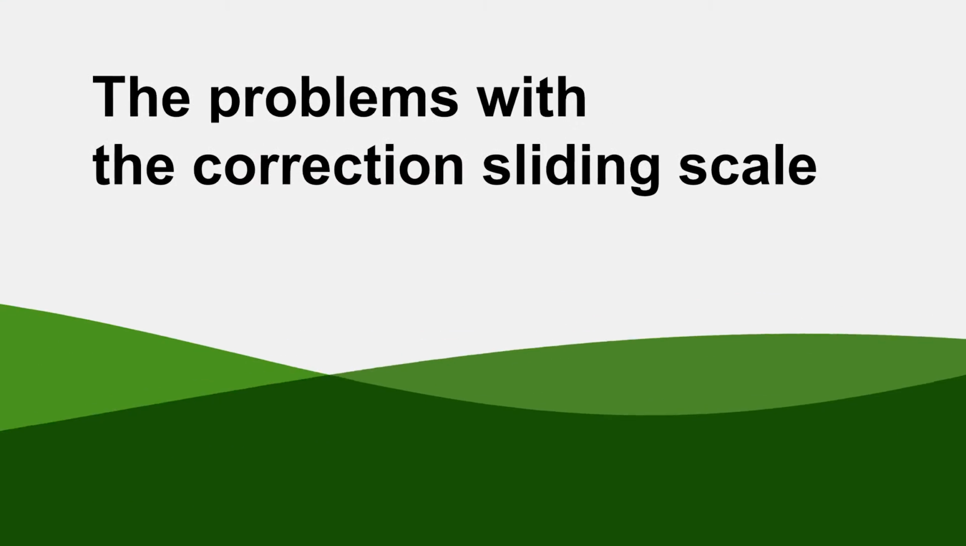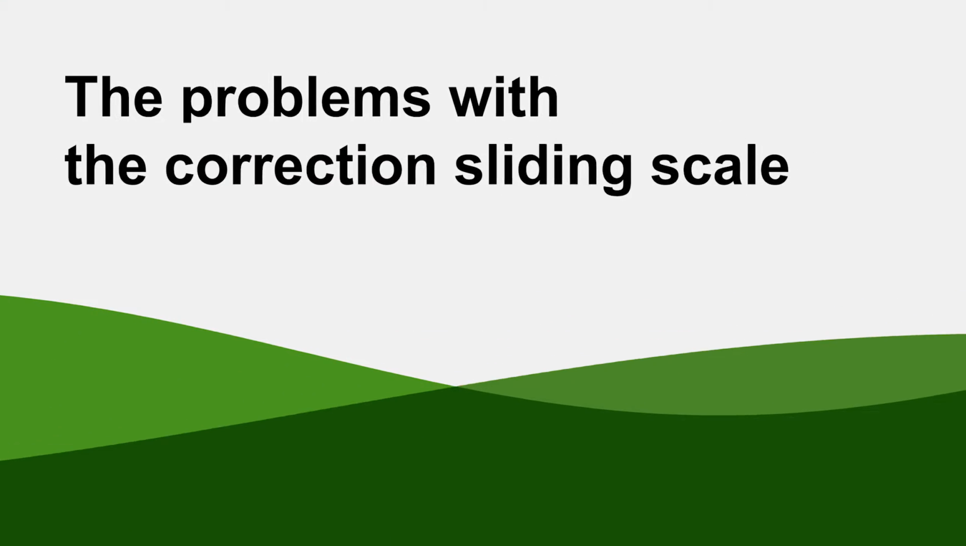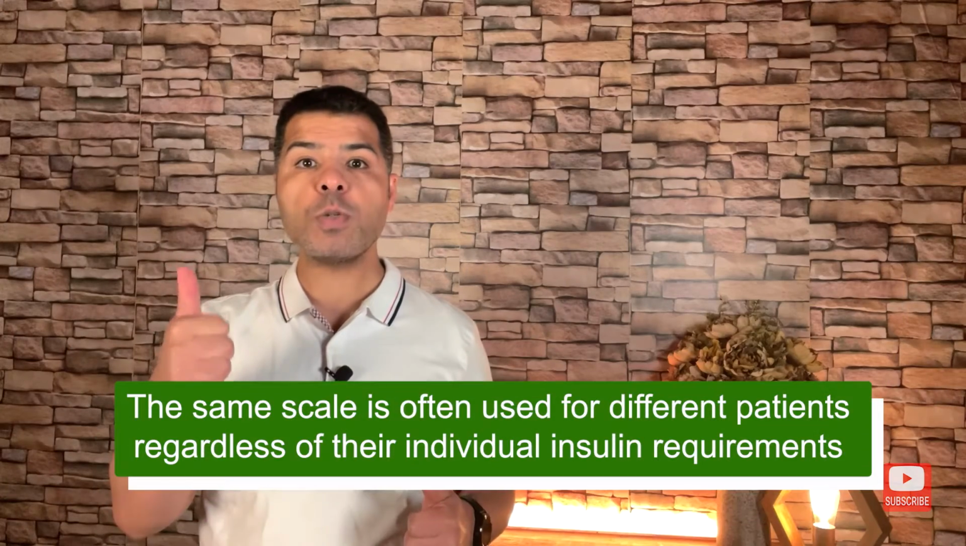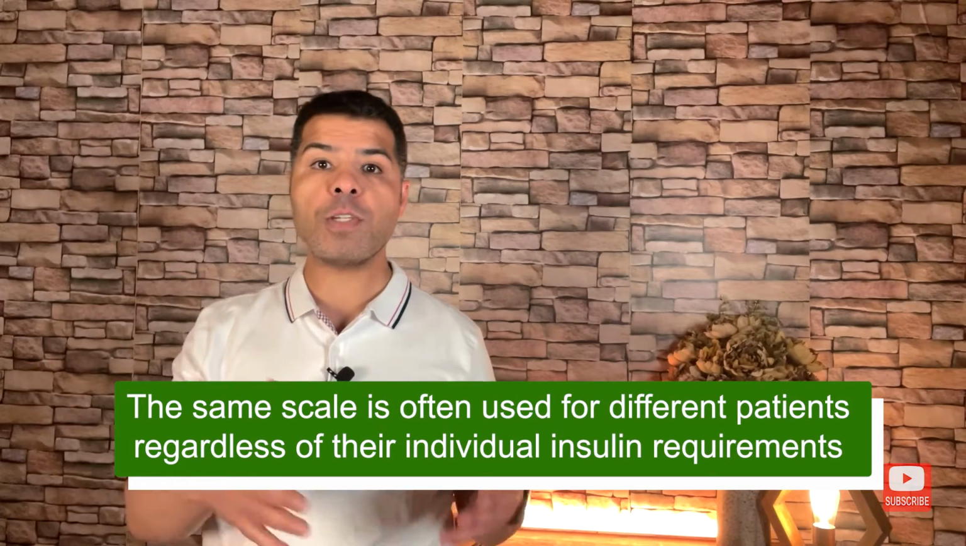But by no means is the insulin sliding scale perfect. It has the following shortcomings. The same scale is often used for different patients regardless of their individual insulin requirements, as it bases insulin doses on glucose levels prior to meals without regard to a patient's basal metabolic needs, the types and amounts of food to be consumed, the patient's weight, or other factors influencing insulin demand such as previous insulin needs, insulin sensitivity, or resistance. For example, a patient weighing 80 kilos would receive the same insulin dose as a patient weighing 65 kilos if their blood glucose levels are within the same range.